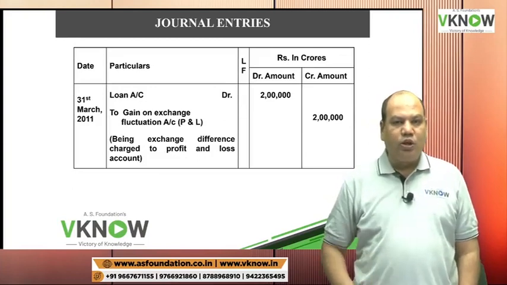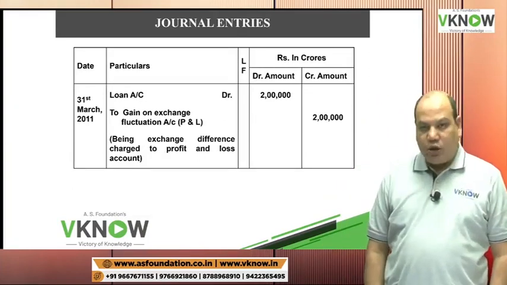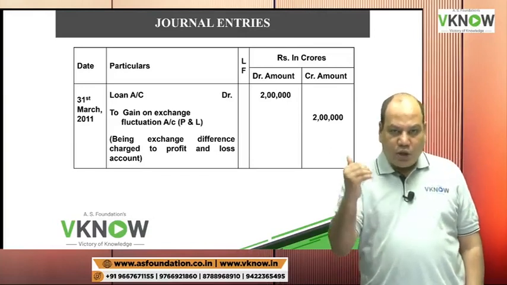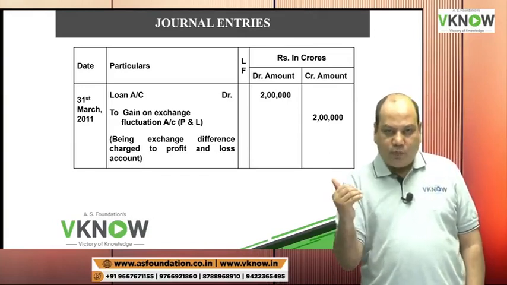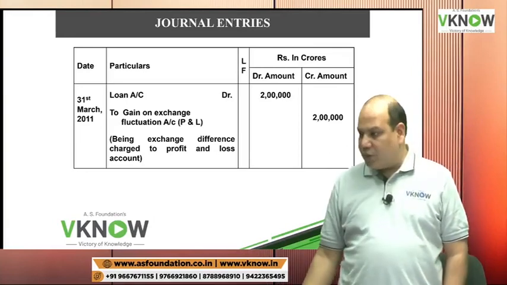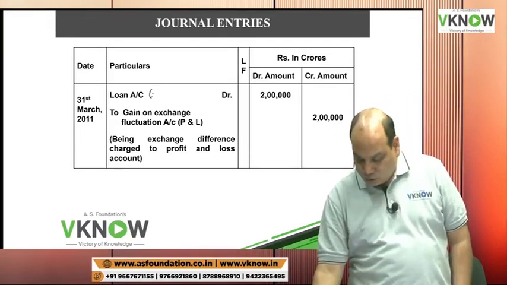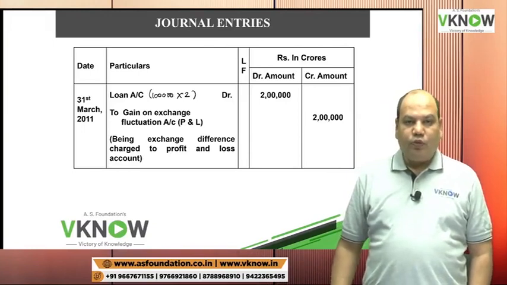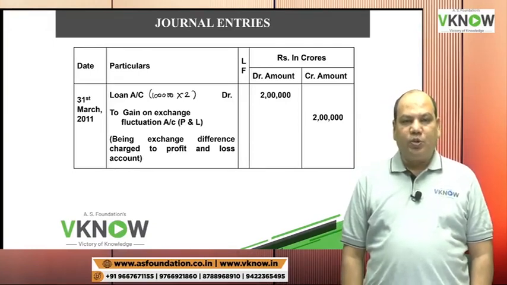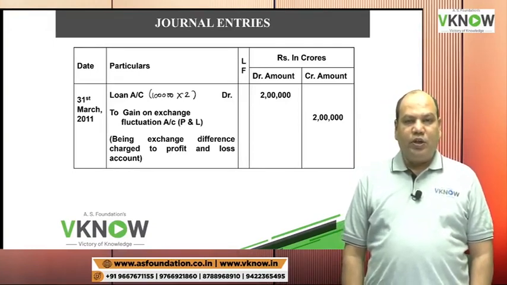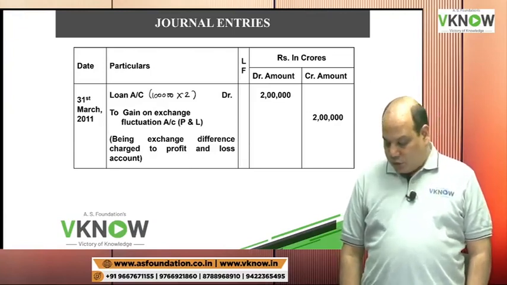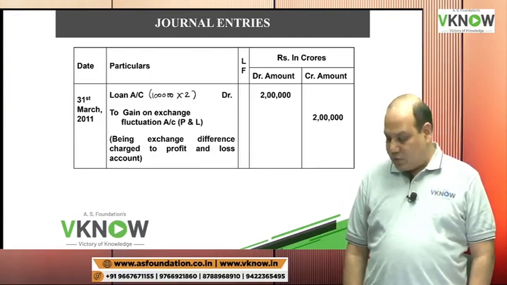Now we'll go to year 2. In year 2, you see in your question, the exchange rate has gone down by 2 rupees. From 48, it has become 46. So loan account debit 2 lakh. 48 minus 46, 2 rupee is the decrease in exchange rate. So liability will reduce by 2 lakh. Land we are not going to adjust.